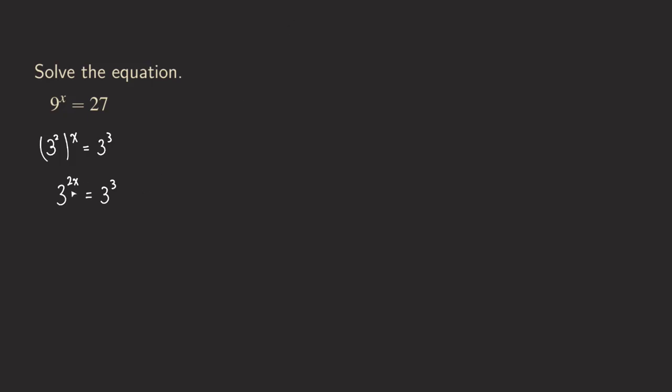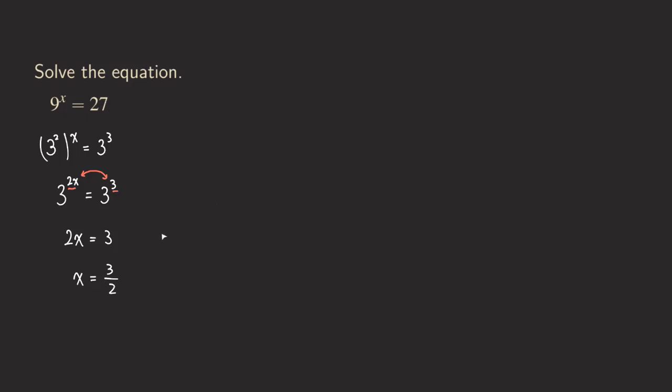As you can see, this 2x and the 3, we can actually set them equal to each other because now they have the same base and the two numbers from both sides are the same. That means their exponents must also be equal. So we get 2x is equal to 3. Now we can solve this equation for x. We divide both sides by 2, so we get x equals 3 over 2. That is the solution to this equation.